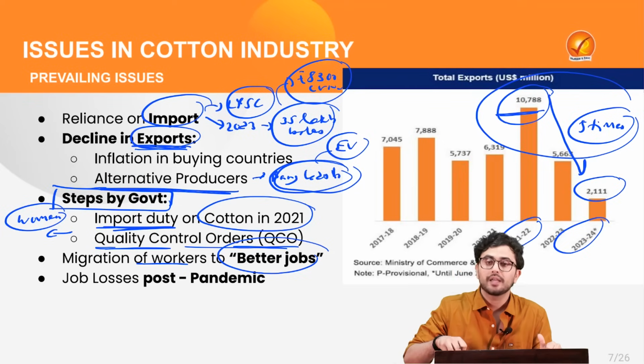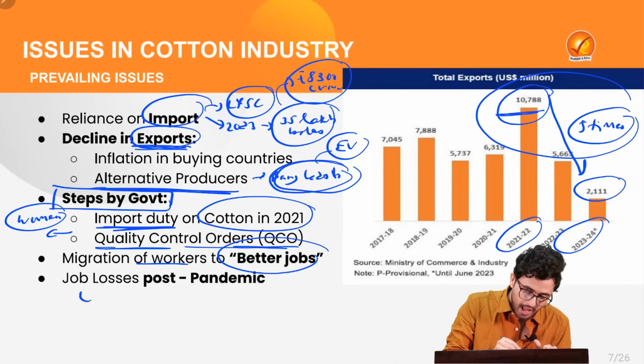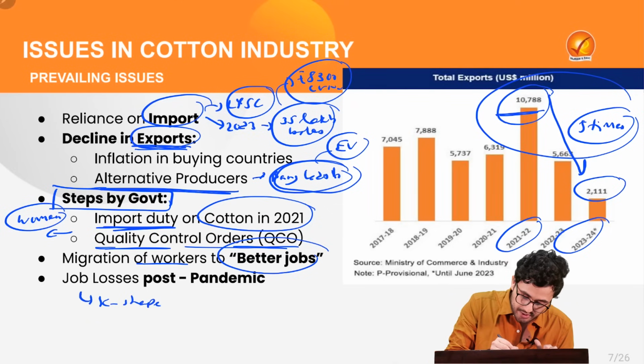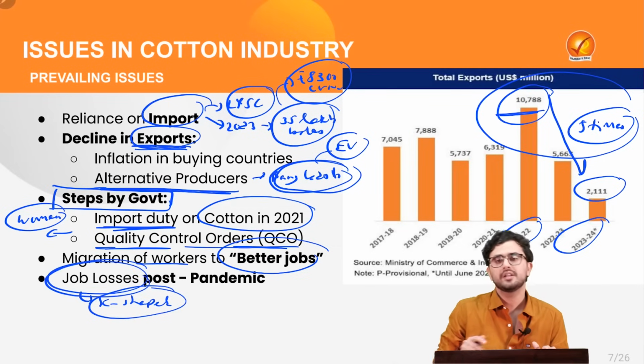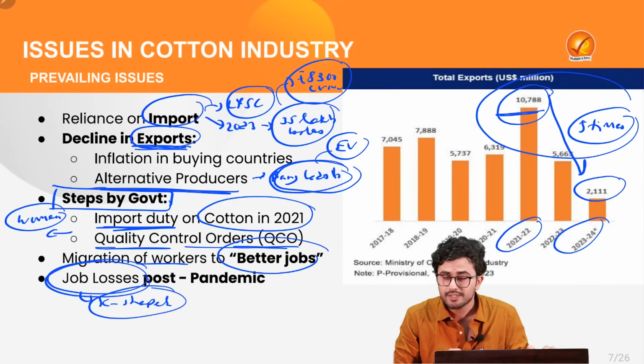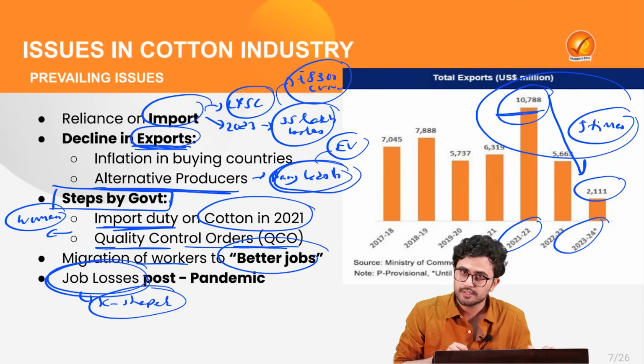At the same time, post-pandemic, this particular textile sector has experienced K-shaped recovery, thus leading to heavy number of job losses as well as indebtedness for farmers.